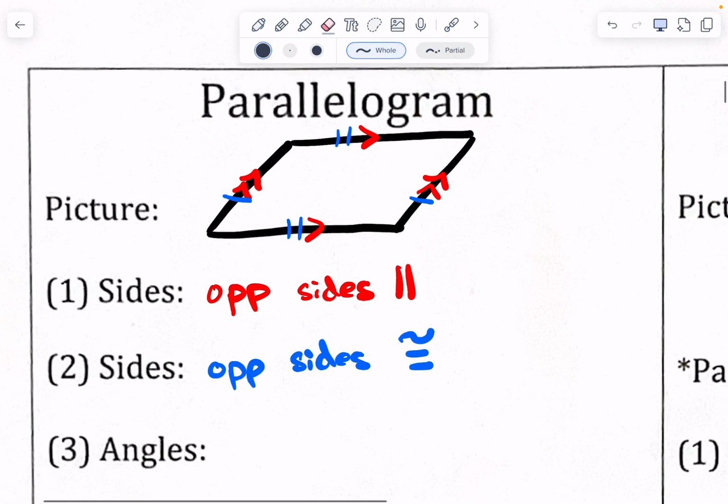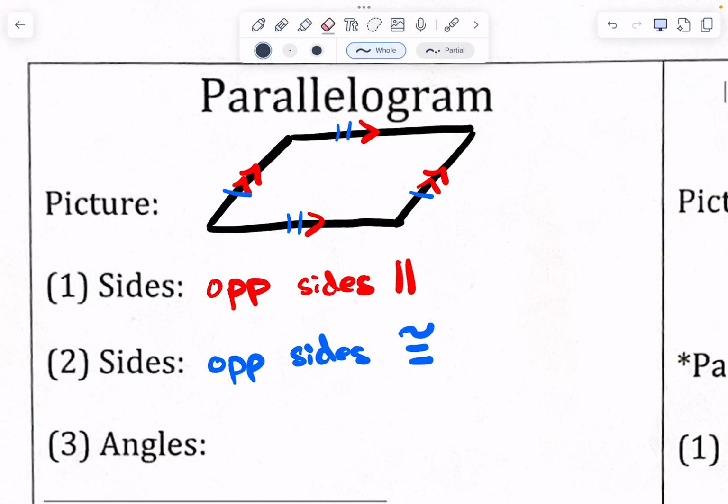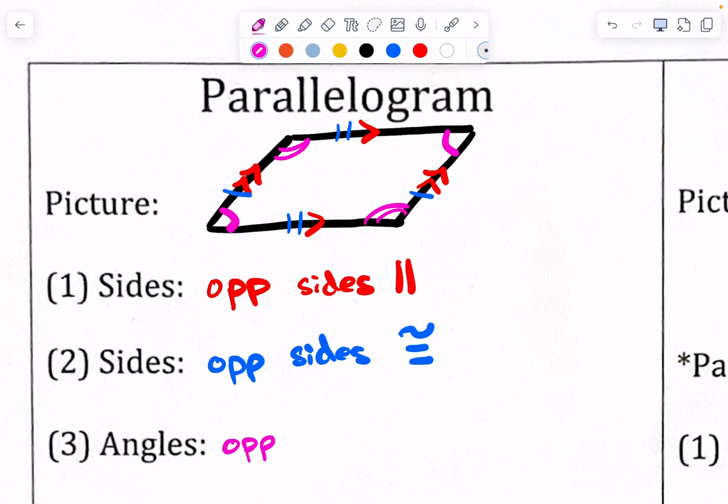Okay, let's talk about the angles. What do we know about the angles of a parallelogram? The opposite ones are equal. So this guy and this guy are the same, and this guy and this guy are the same. So opposite angles are congruent. They are the same measure. Opposite angles are going to be the same measure. Okay.